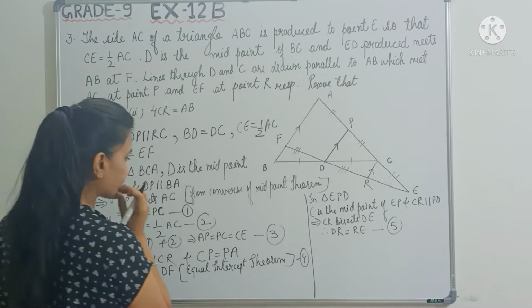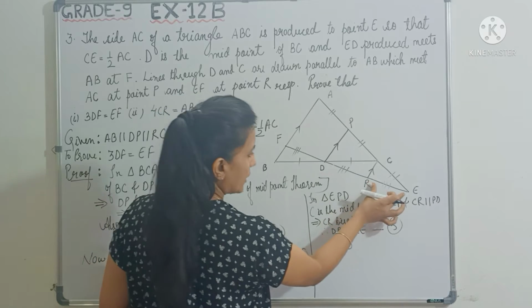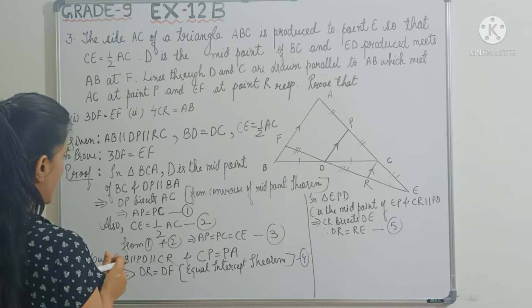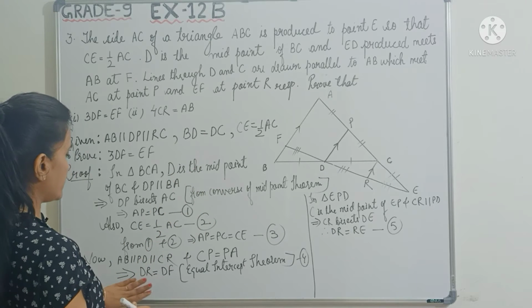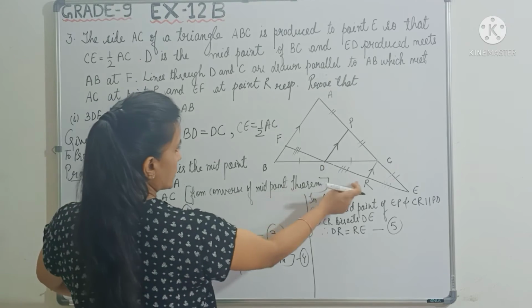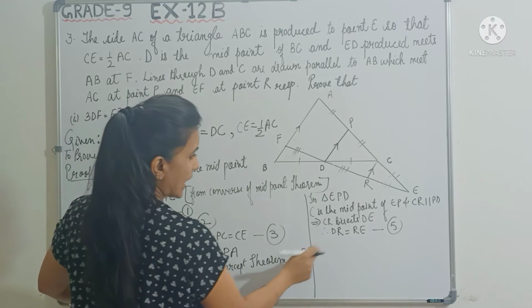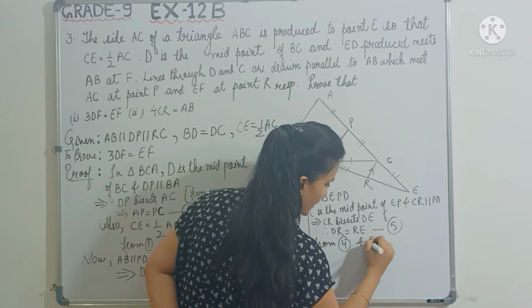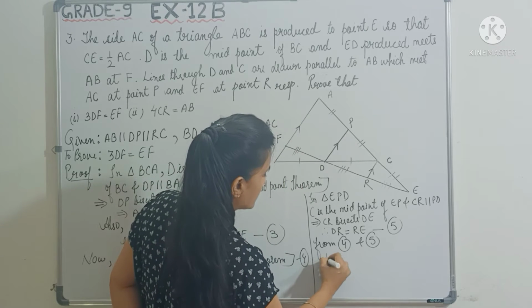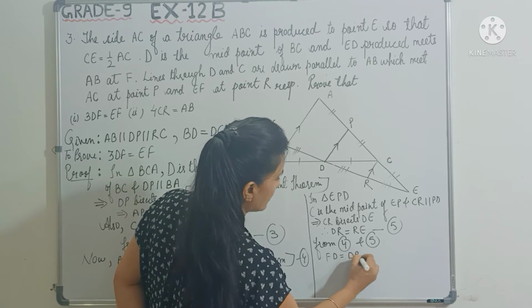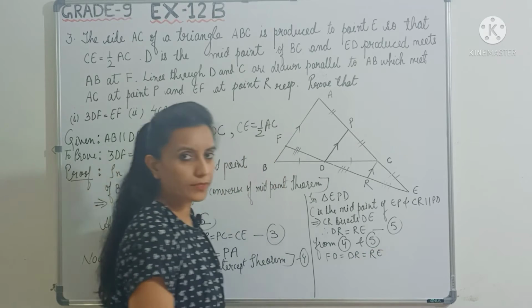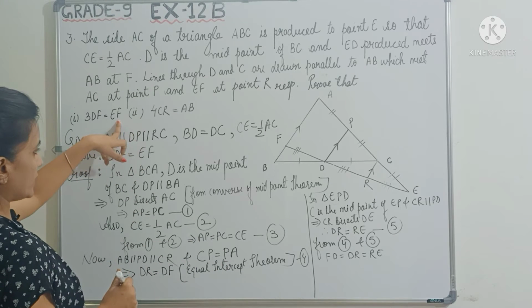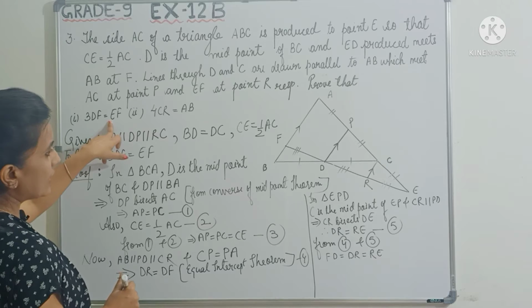Now DR is equal to RE, and we have already shown that FD is equal to DR. Yeah, here DR is equal to DF. So from 4 and 5, we can say that FD is equal to DR is equal to RE. Alright. Now, what do you have to show? You have to show 3DF is equal to EF, right? Okay, so let's take EF.